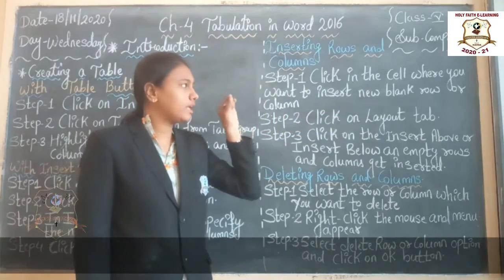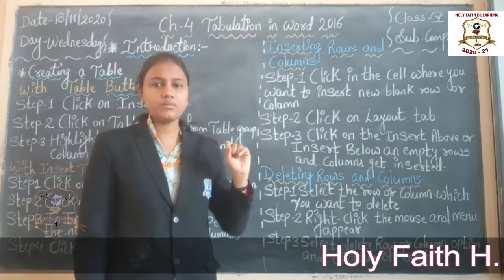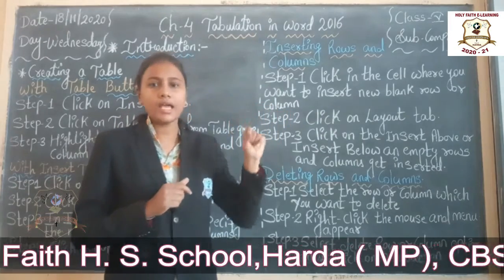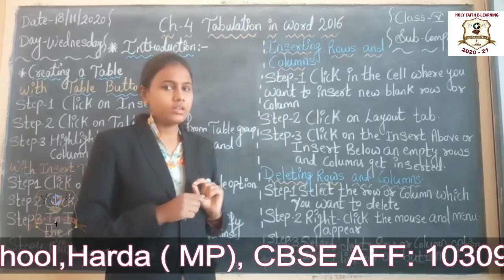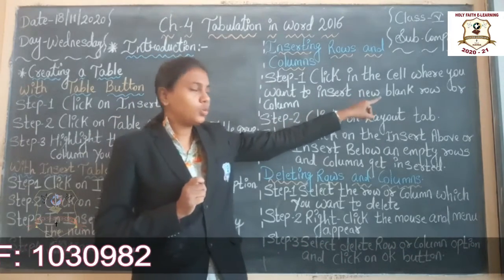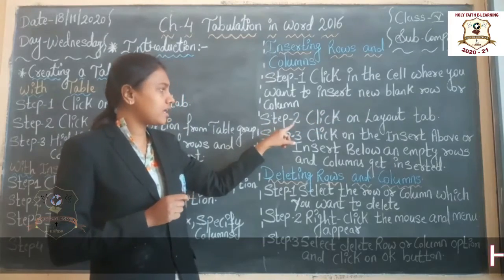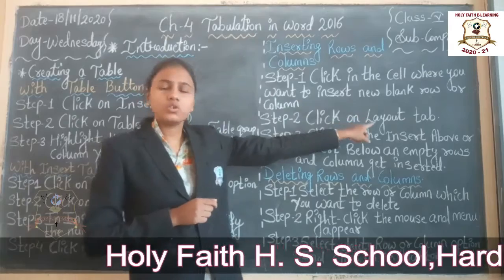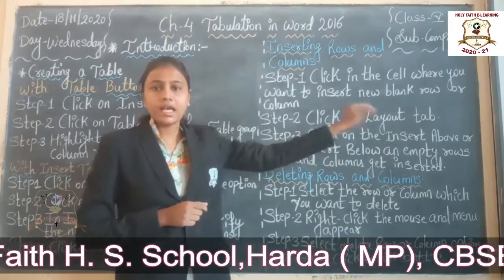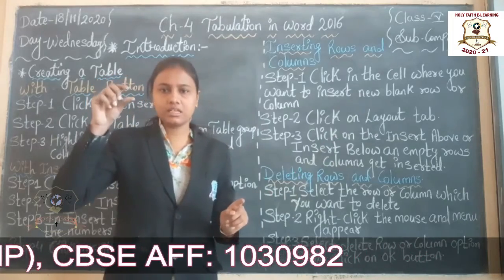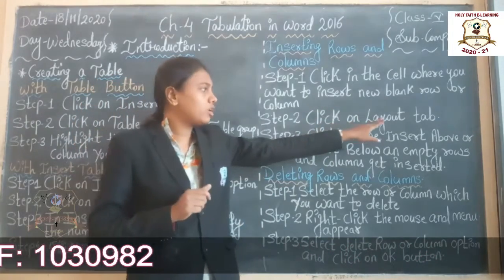First you have to click in the cell, meaning in the blank space where you want to insert your new blank rows or column. When you click on your blank space, in the second step click on the layout tab. The layout option will be there at the top of your screen in the corner. You have to click on the layout tab.